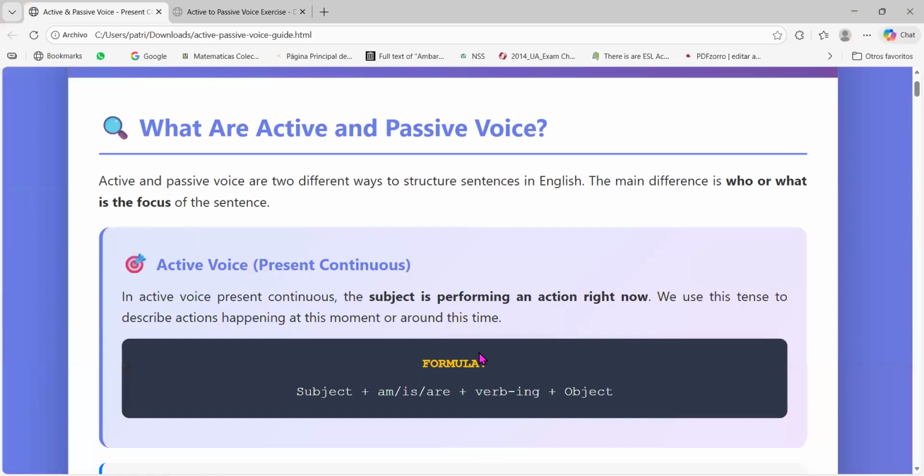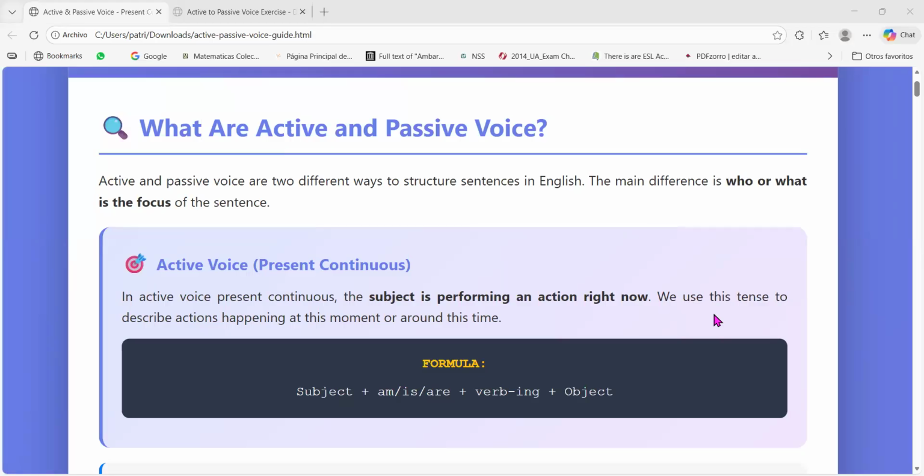Presentation, question and answer. What are active and passive voice? Interesting concepts, and much more interesting senses. So here we go. Let's read.